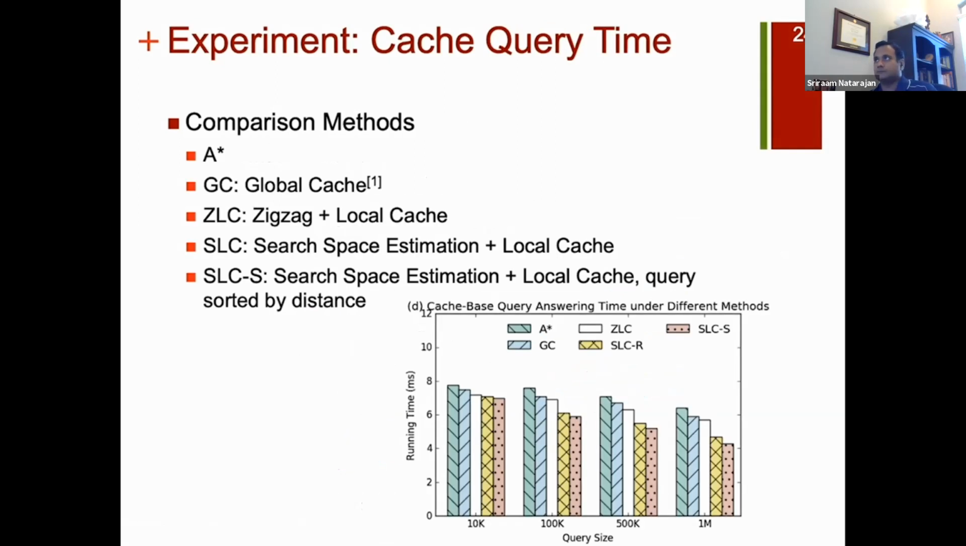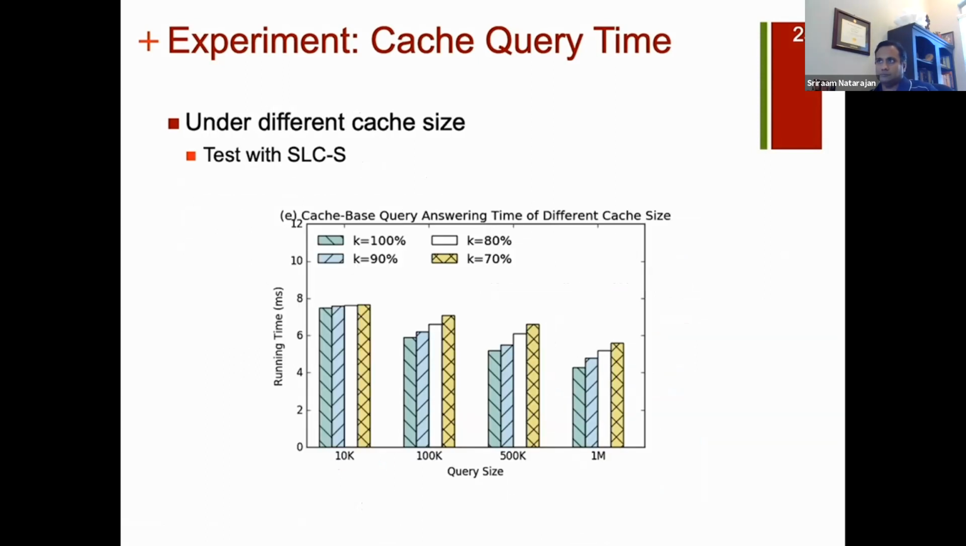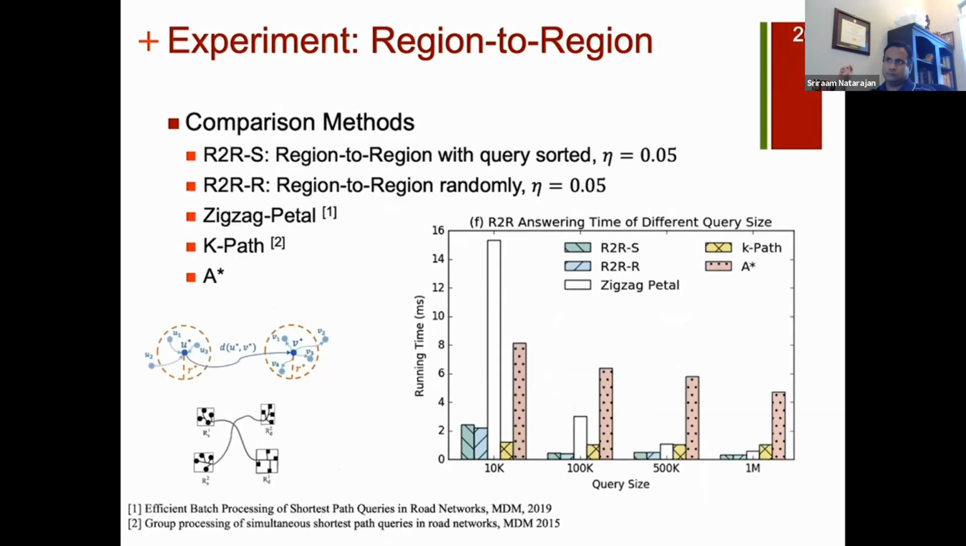The search space method is the fastest among them all. And this is the query processing time in terms of the cache size. Basically, still the larger the cache size, the higher the hit ratio, and the faster the query answering time. And this is the query processing time of the region to region method. It is way faster than the other comparison methods.